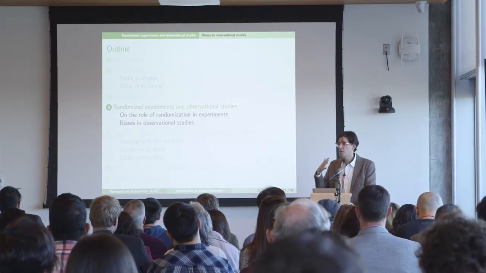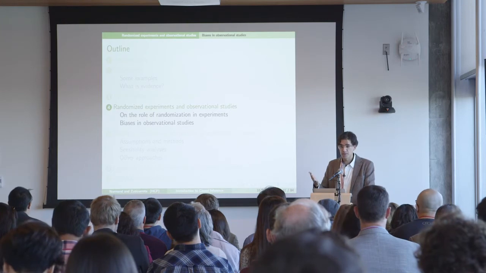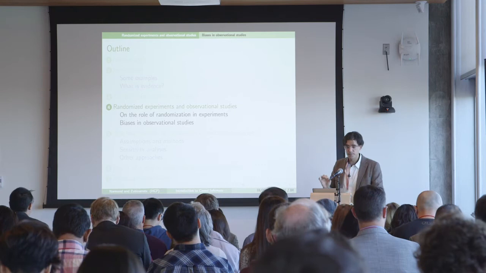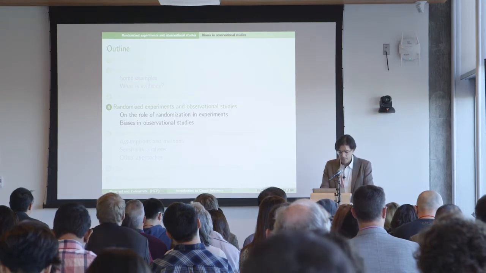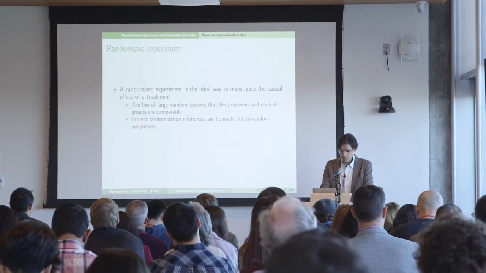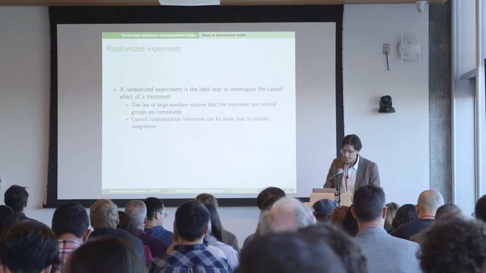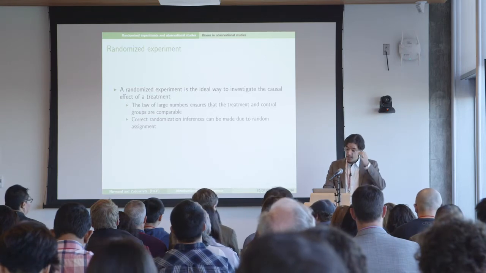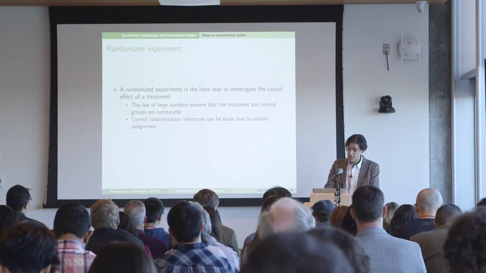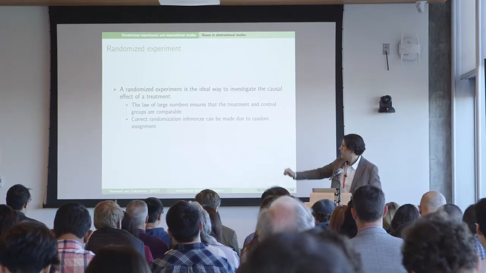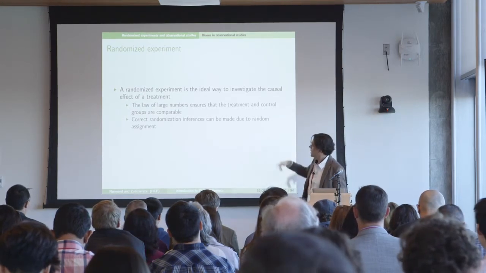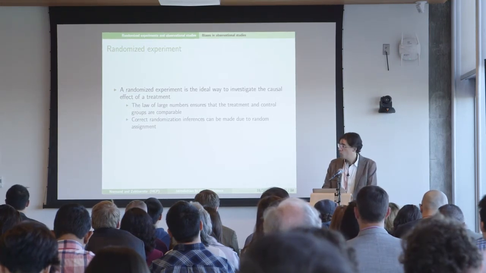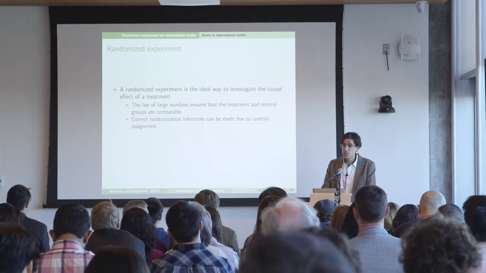For this reason, we're going to be using matching, which has pros and cons. It's super transparent, but it comes at some efficiency cost, which I'll describe. All right, so as said, we would ideally run a randomized experiment every time we can, because randomization beats statistical control, namely the law of large numbers ensures that the treatment and control groups are comparable. And second, we can make correct inferences just using random assignment.